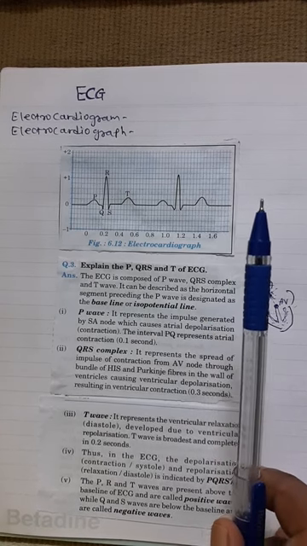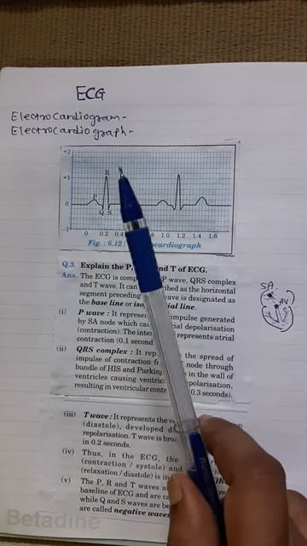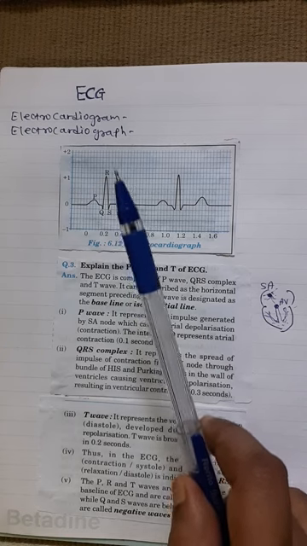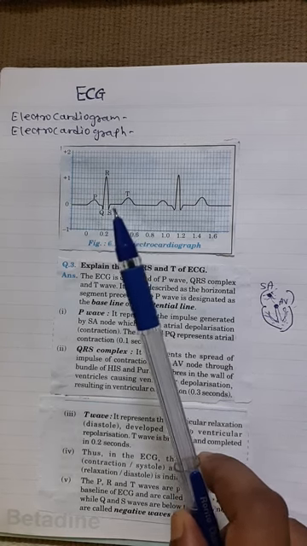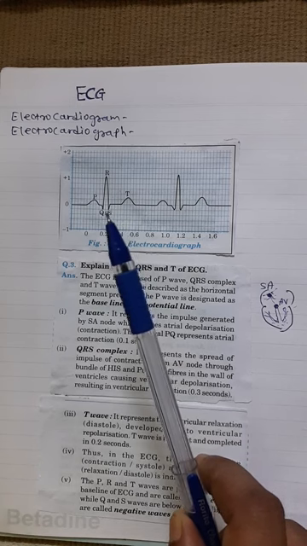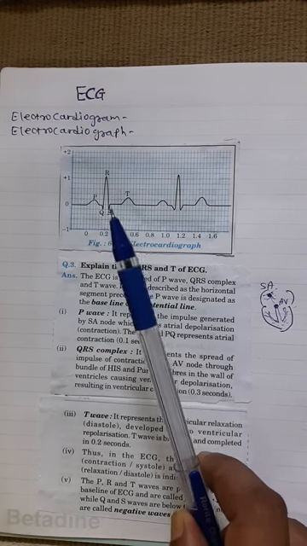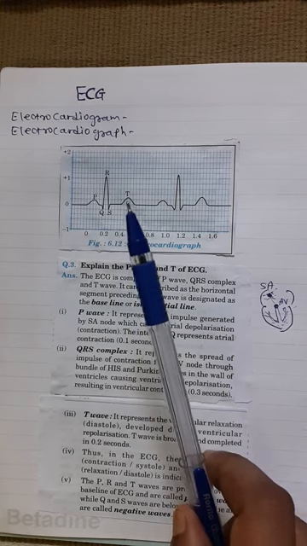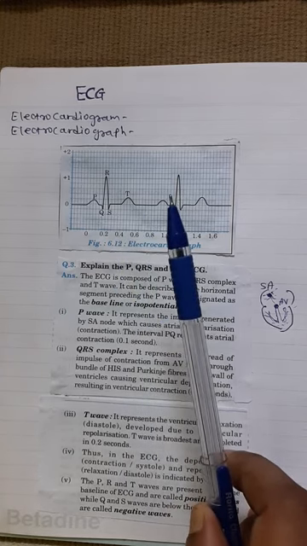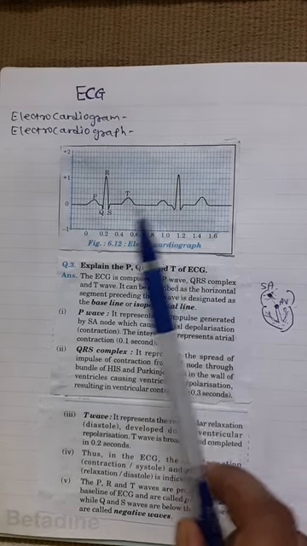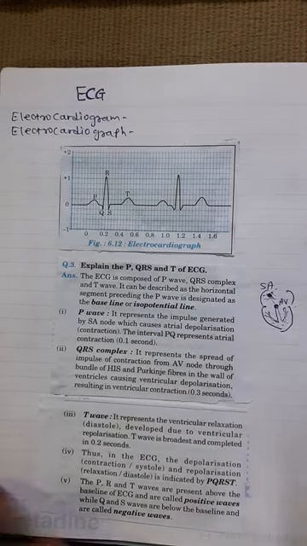But in case of an abnormal ECG, what happens? In the QRS, there are many times extra peaks, or the ST curve is inverted or opposite, or the sequence is improper. That means it indicates that the ECG is abnormal.